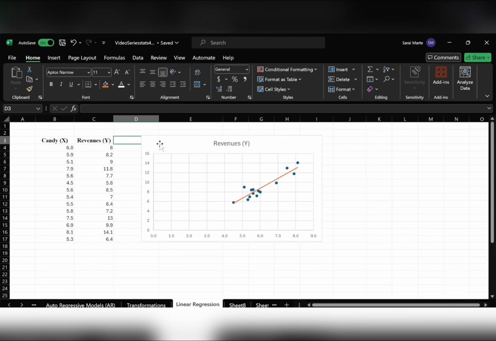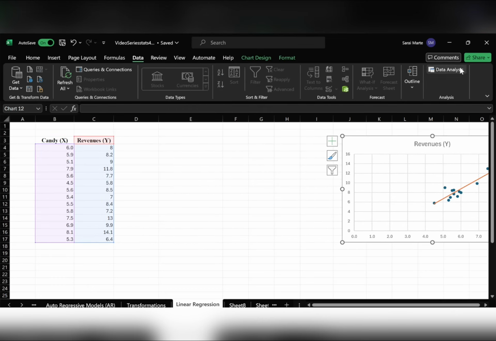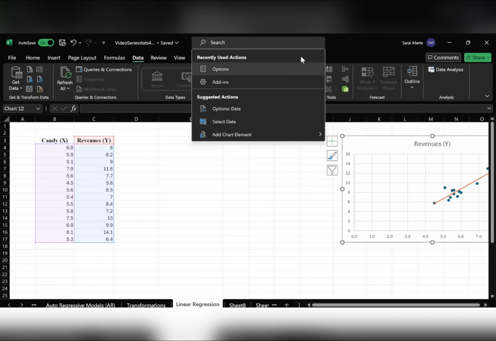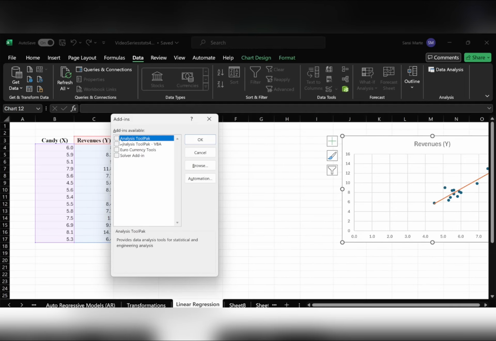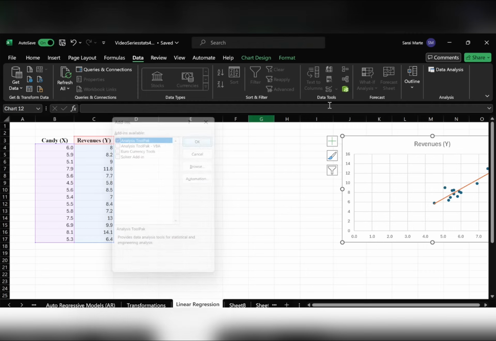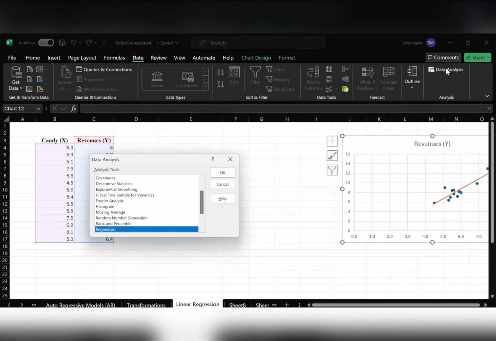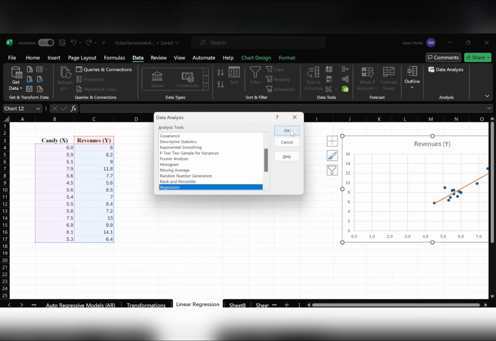And so how do we get that equation? We go to Data and then Data Analysis. If you don't have this, just search up options, go to add-ins, go to Go, and then make sure that this first one, Analysis ToolPak, is checked, click OK, and then you'll be able to see Data Analysis. So when you click that, click Regression and then click OK.